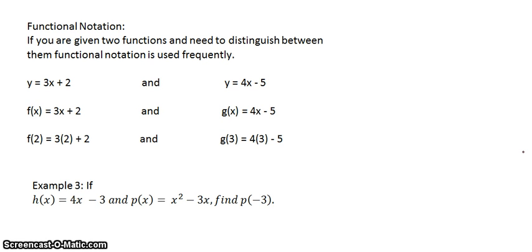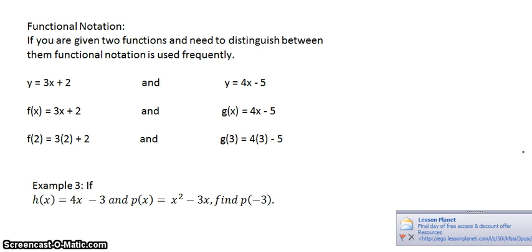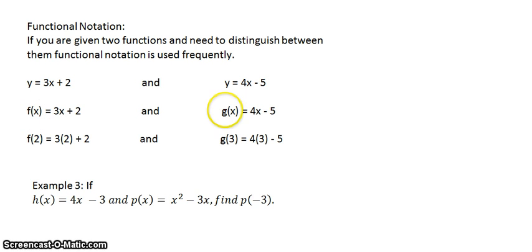All right, now into functional notation. So if we're given two functions and we need to distinguish between them, we can use functional notation. So I'm basically replacing the y with an f of x or a g of x. You might use h of x, p of x, k of x. They could use different variables with an x in parentheses, and that's basically just taking the place of the y so that we can distinguish between different functions that are given to us.